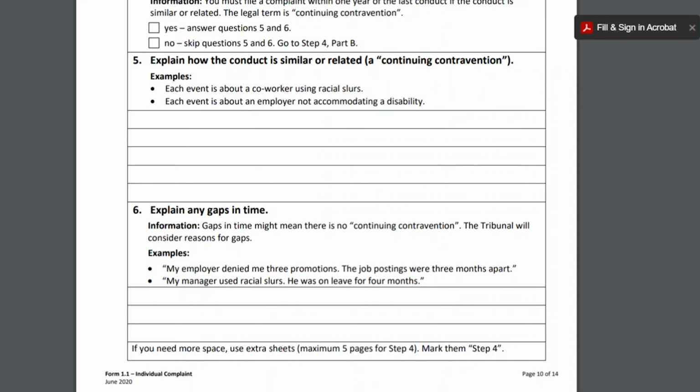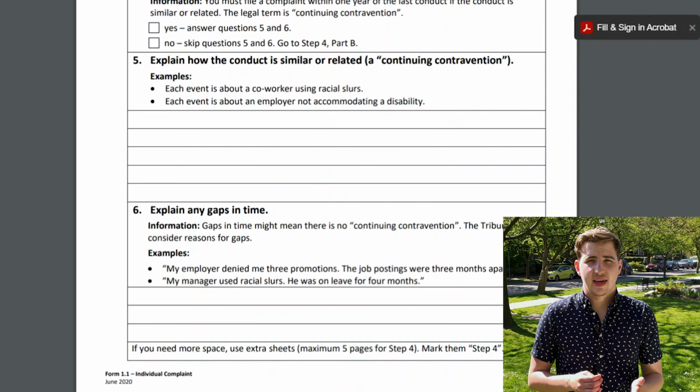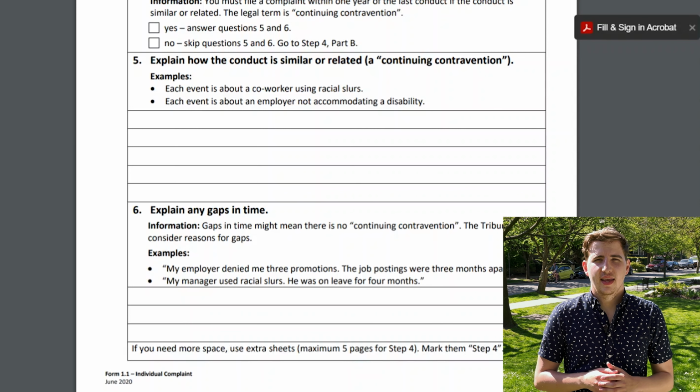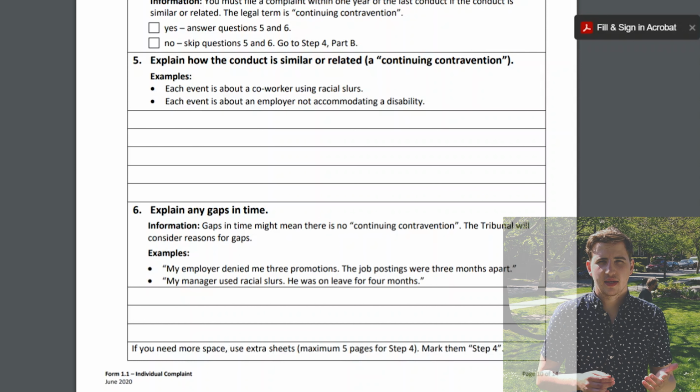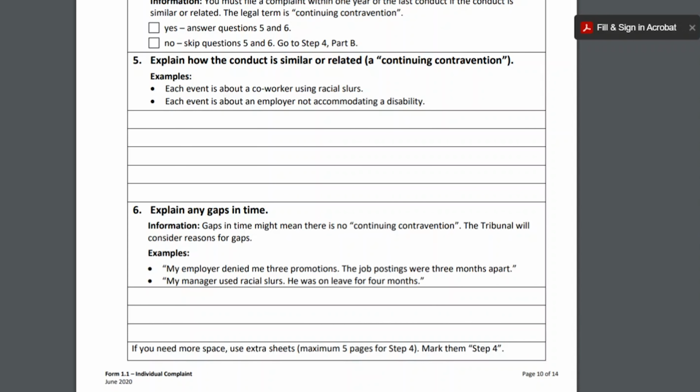Point 5 is a bit of a gray area on the form. This means it is unclear on exactly what criteria the tribunal will decide that something is related enough to be considered a series of incidents. It is important that you make it as clear as possible to demonstrate how the incidents are related to each other. For the racial slurs example provided earlier, one could say that each event was about the use of racial slurs and that they happened in similar contexts. Indicate the things that were similar about each incident.